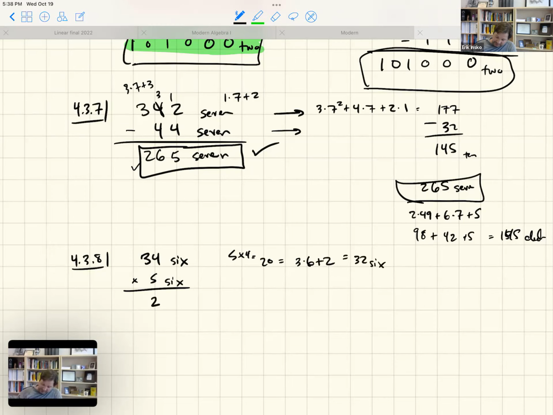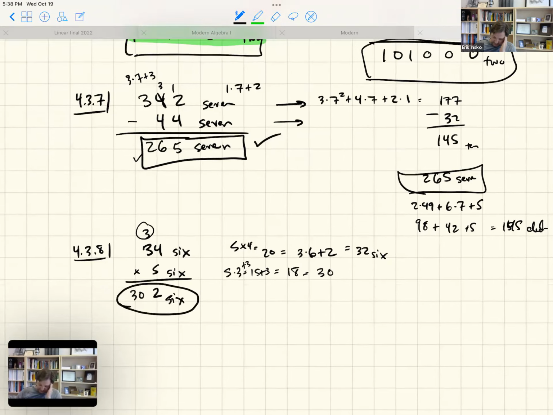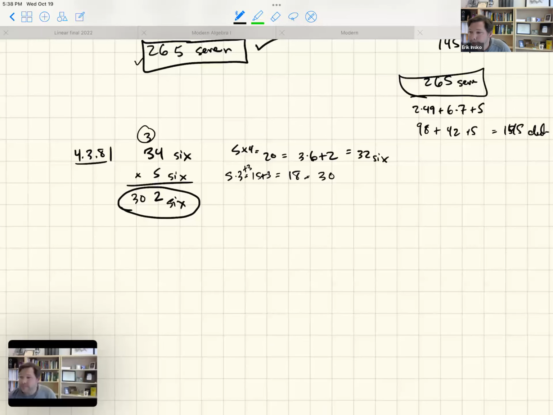Okay, that means I put a 2 there and I carry the 3. And now I do 5 times 3 is 15 plus the 3 up there. Okay, so 5 times 3 plus 3 is 18. What is 18? 18 is 30 base 6. Right, 3 times 6 plus 0 times 1. Okay, so the final answer is 302 base 6.